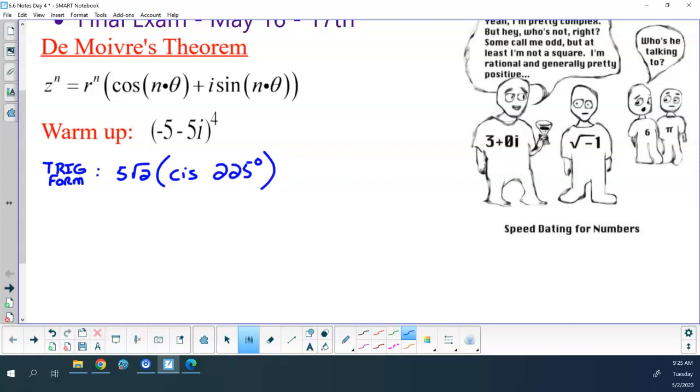Okay? Because it's on the complex plane, it's 5 to the left and 5 down. That means I'm in quadrant number 3. Because they're both the same, the inverse tangent would be 1, so my reference angle is 45 degrees. So that puts me at 225 or 5 pi. Okay?